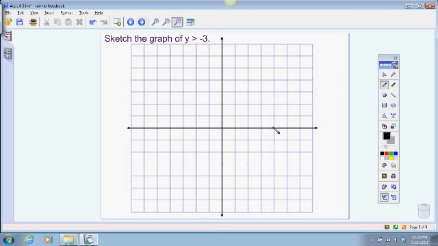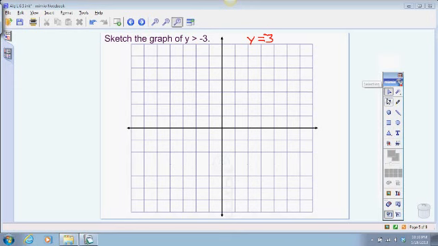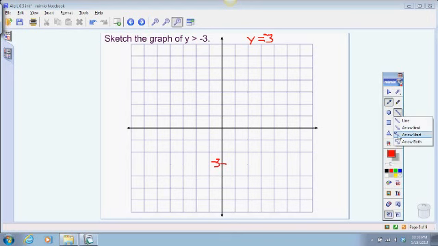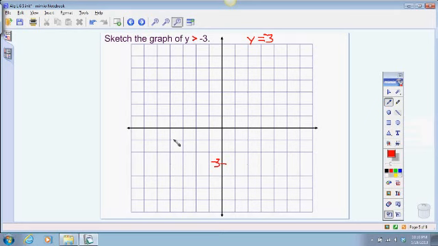Let's look at this example. Sketch the graph of y is greater than -3. Again, the first thing we're going to do is graph the equation y equals -3. Hopefully you remember that y equals -3 is a horizontal line through -3, which would be right here. Before you draw it, you check the inequality. Since it's just greater than, it's kind of like an open circle, so you're going to do a dashed line.